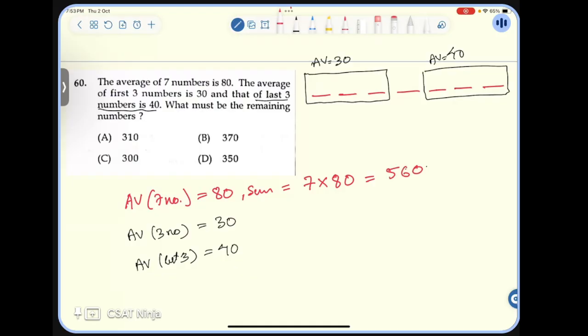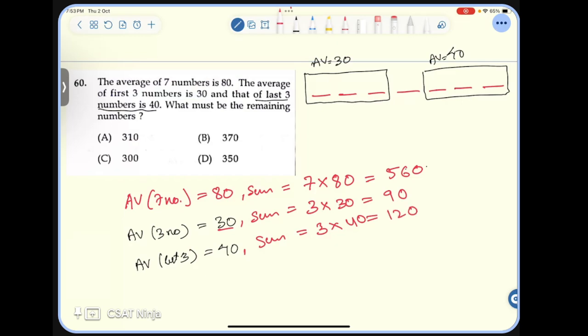560. Again, the sum of the first three numbers: there are 3 numbers and the average is 30, so 3 times 30 is 90. And again, the sum of the last 3 numbers is how much? 3 numbers into 40, which is equal to 3 times 40, that is 120.